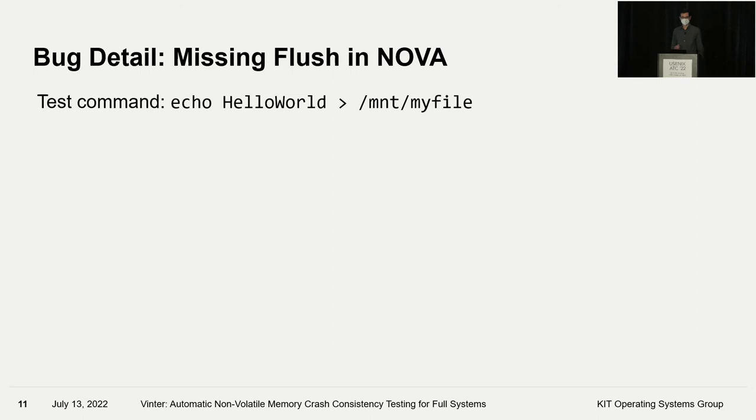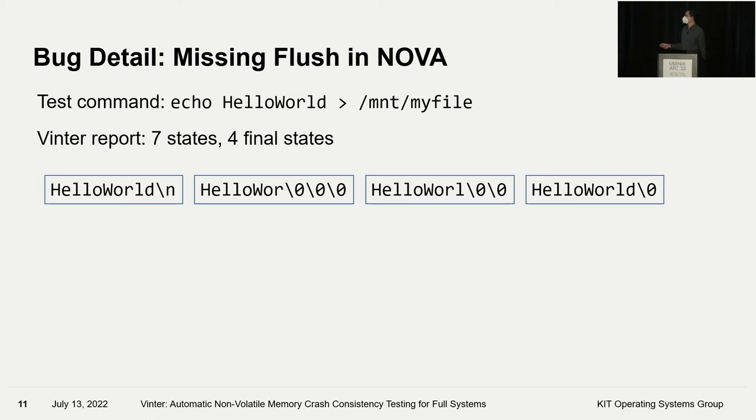So the write test case, where we found this missing flush bug, looked as given above. It first creates a file called myfile and then writes hello world to it. And the Vinter report for this is that there are seven states. This is okay at first because this is not an atomic operation. We have multiple steps here. However, it also reported that there are four possible final states. And looking into these states, we could see that there's first the expected state, hello world, with a new line at the end, but also three additional states where a suffix of the file is missing and is replaced with only 0 bytes.